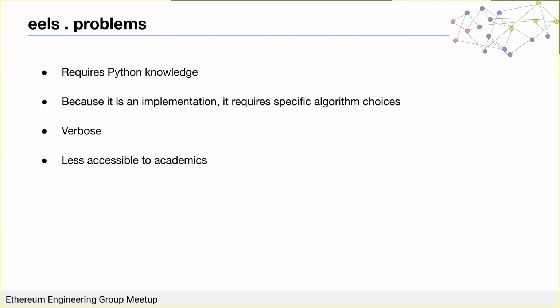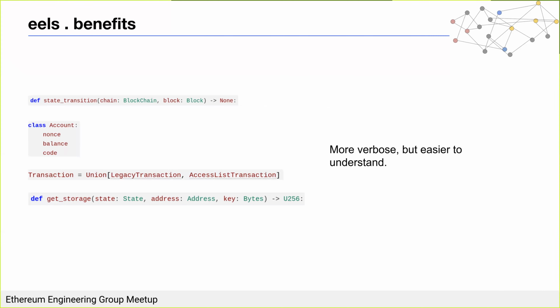It's also a lot more verbose. Like I mentioned, we have tens of thousands of lines of code compared to the yellow paper's 1,000 words. It's also a lot less accessible to academics. We've had some complaints from people who really like the yellow paper and are used to it. And if we put all this time into EELS, the yellow paper is going to fall by the wayside. But I think the benefits are pretty clear.